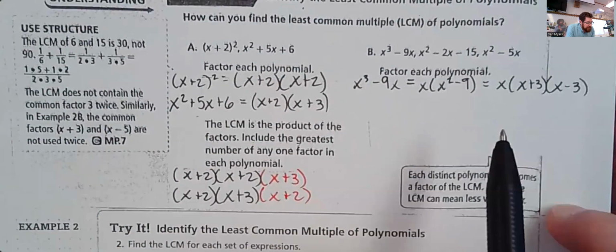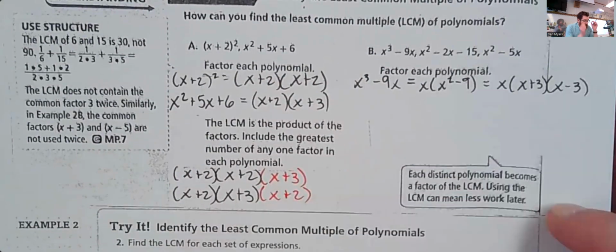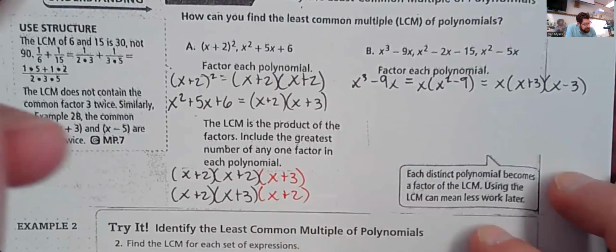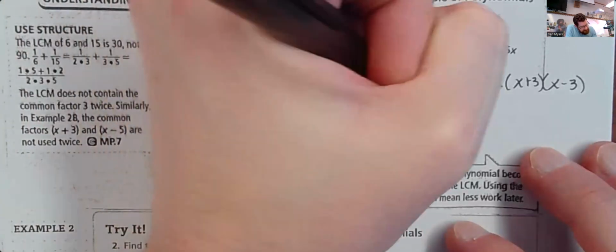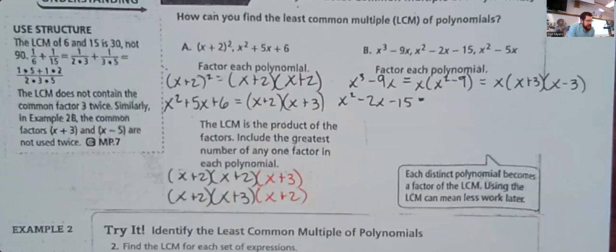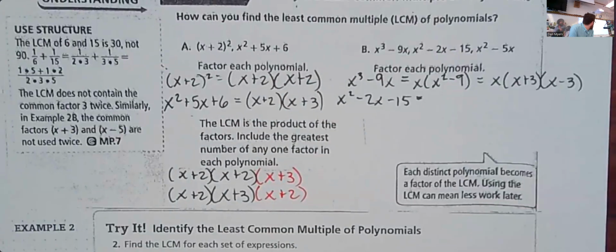And then the other one, actually there's 3 of them this time, so we're going to factor 3 things. So we're going to get x squared minus 2x minus 15. x squared minus 2x minus 15, that's going to be what? Negative 5 and positive 3? Does that sound good? (x - 5)(x + 3), okay?